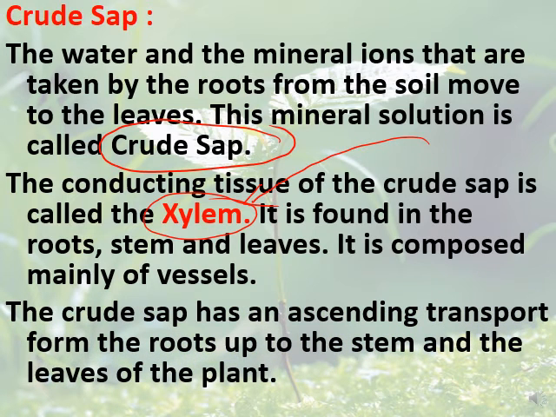The crude sap, as I said, has an ascending transport. Ascending means an upward movement. Upward from where to where? From the roots up to the stem and then to the leaves of the plant.